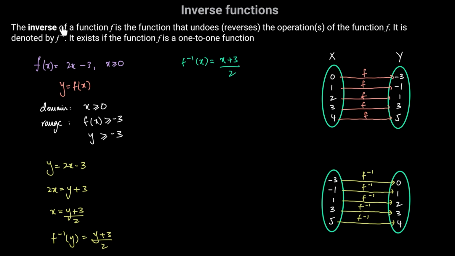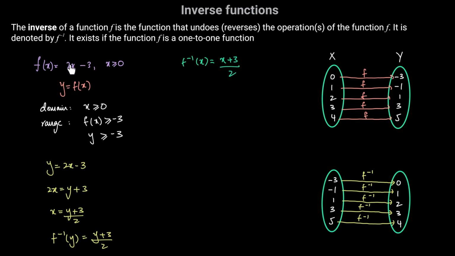The definition says that the inverse of a function f is the function that undoes or reverses the operation of the function f. So if we go back to the function f, we know that the function f takes the input x, multiplies it by 2 and then subtracts 3 from it. If you want to reverse those operations, we're going to add 3 to the input and then divide it by 2.